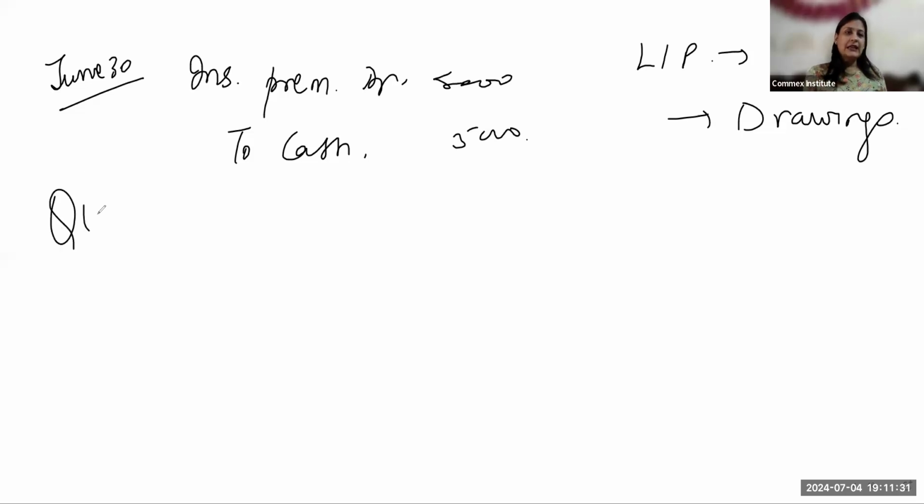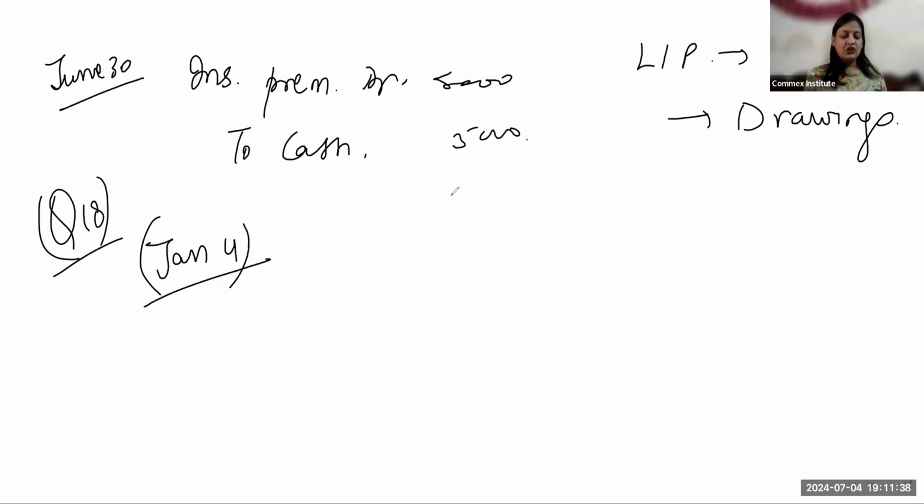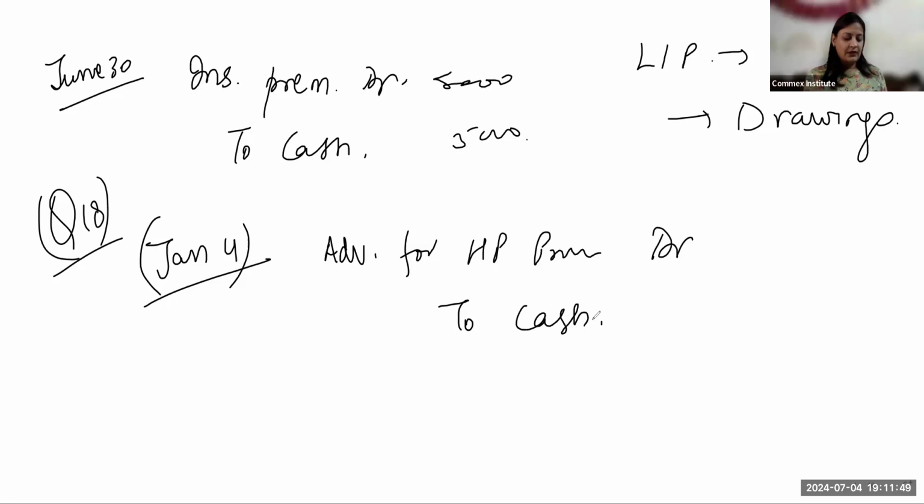Question number 18, children, come to Jan 4th, second entry. Jan 4th, there are 2 entries. Paid advance for purchase of HP printers, so the entry would be advance for HP printers debit to cash. Purchase calculator, calculator to cash. Purchase computer by check, computer to bank. Paid mobile bill and internet will be mobile expenses, internet expenses account debit to cash.